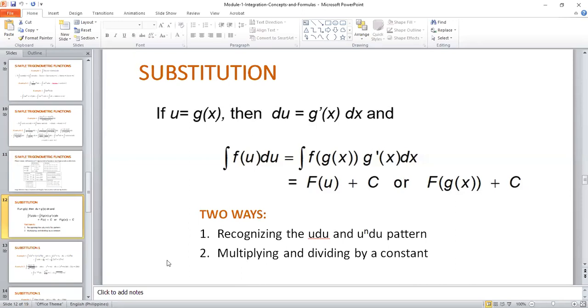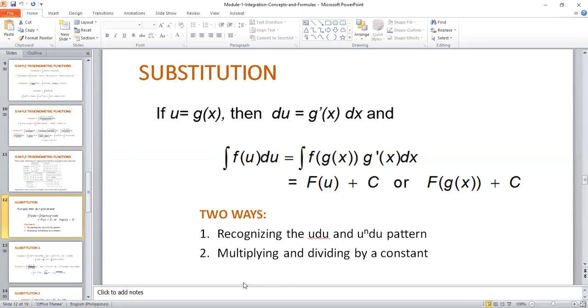So there are two ways that will make this substitution equation easily remembered. You have to recognize the u du and the u raised to n du pattern, just like the one I have shown to you in the last example. It's possible to use the power rule as long as the derivative of the selected u is multiplied to it, just like here, u raised to n du. Then I can now use the power rule for u raised to n.